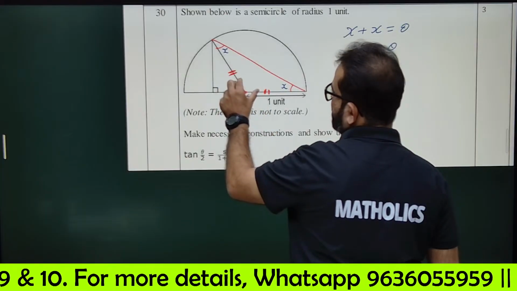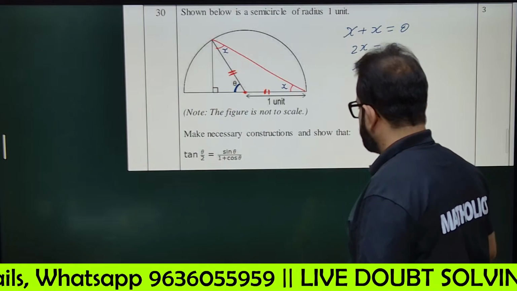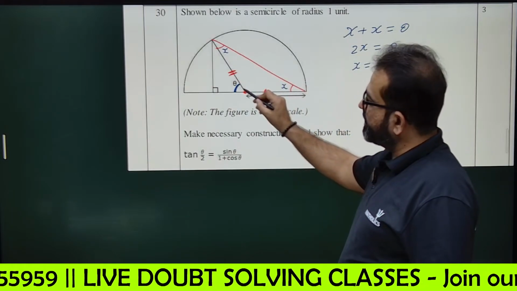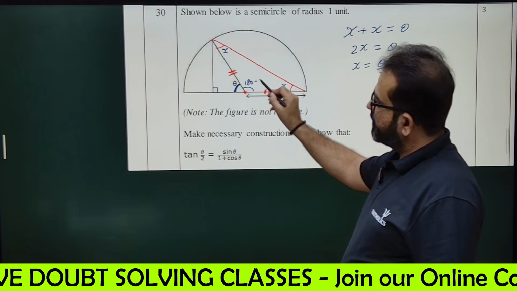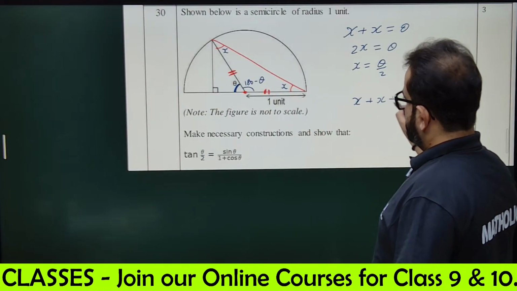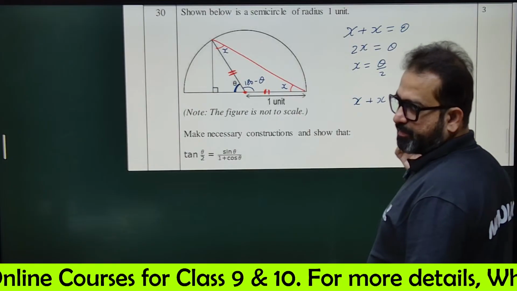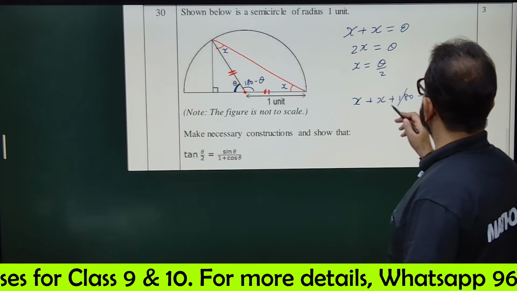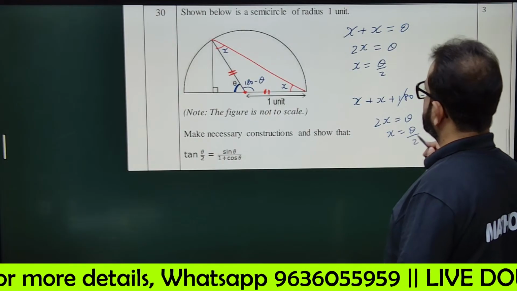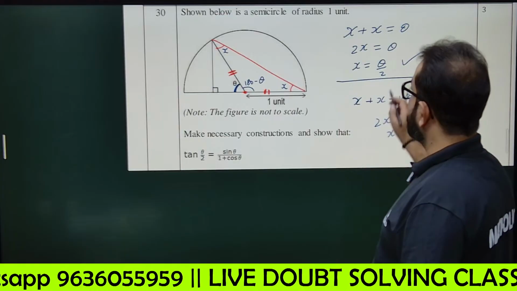Or you can do it like this. This is theta, and this is 180 minus theta. In this triangle, you apply the angle sum property of a triangle, then you can also find x. Let x plus 180 minus theta equals 180. The 180 cancels, so 2x equals theta, so x equals theta by 2. So in two ways we found the value of x as theta by 2.